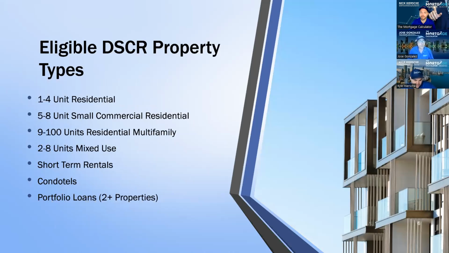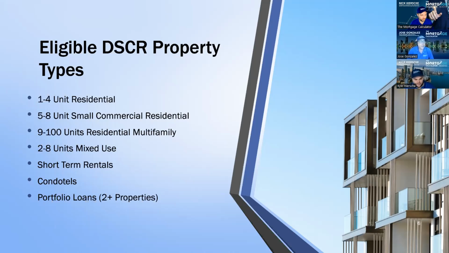So what properties are eligible for a DSCR loan? Well, as you can see, pretty much anything out there. You got 1 to 4 unit residential properties. You have small commercial 5 to 8 units. You even have 9 to 100 unit multifamily buildings, 2 to 8 unit mixed use properties, short-term rentals, condo hotels. Then we can even put portfolio loans together with 2 or more properties.